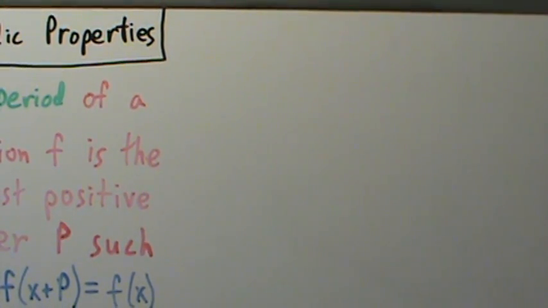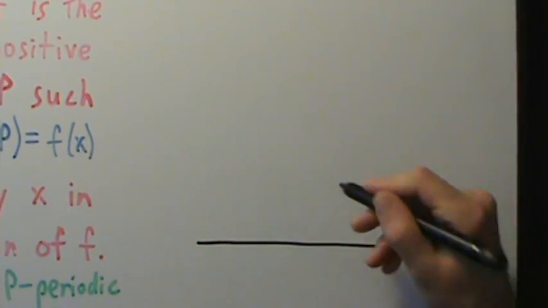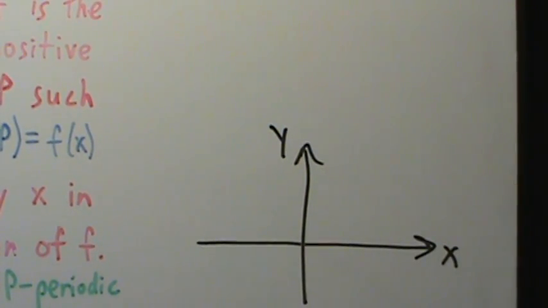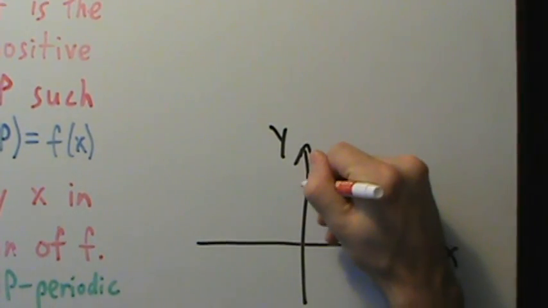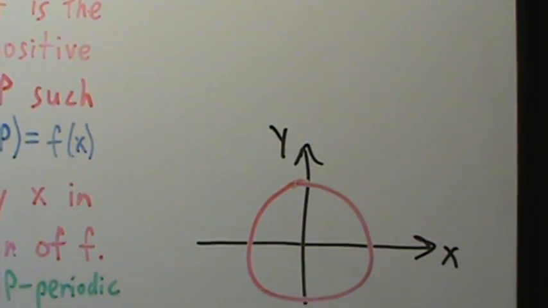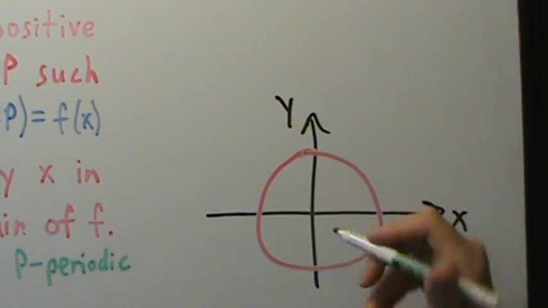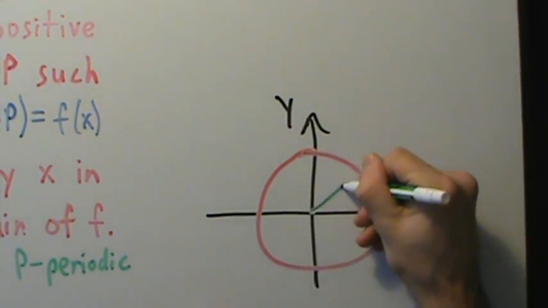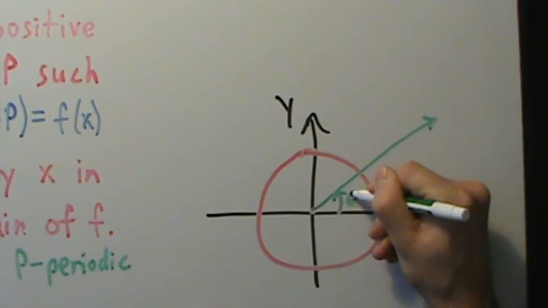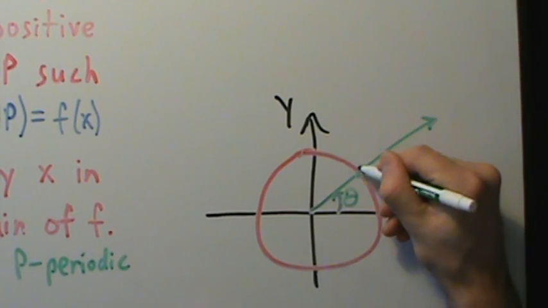If we want to look at the trig functions, let's do something similar to what we did in one of the earlier videos with coterminal angles. So x-axis, y-axis. Let's say we have our unit circle here. We'll just pretend that's a circle. If we have an angle here, this is our angle theta. Theta intersects the unit circle right at this point.